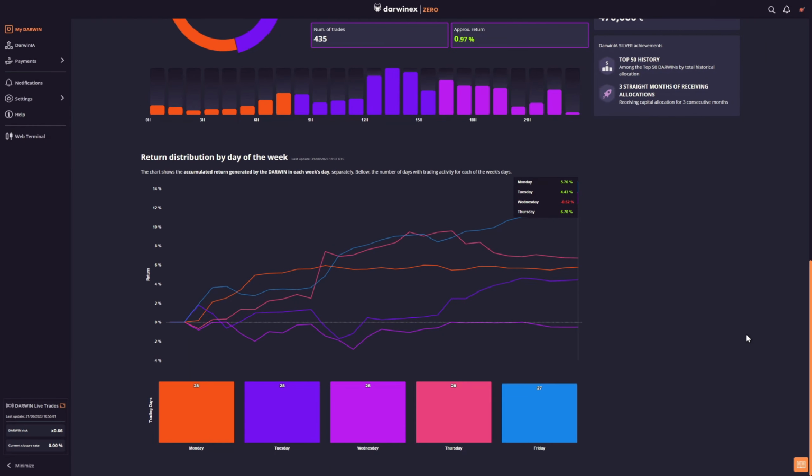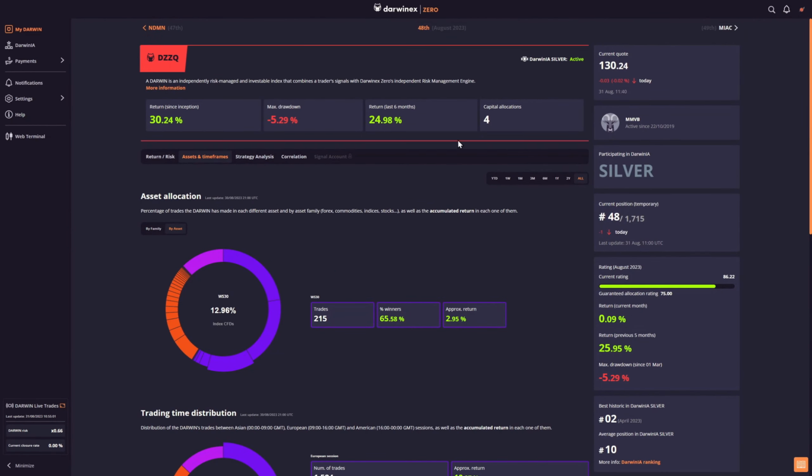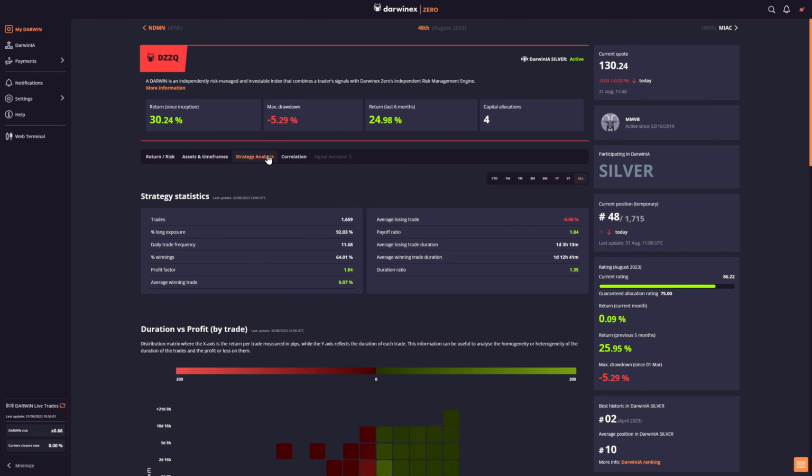So again, there's some really valuable information on this Assets and Timeframes tab for both the trader and any potential third-party investors. In the next video, I'll be looking at the Strategy Analysis tab.